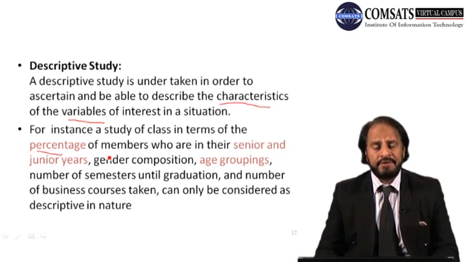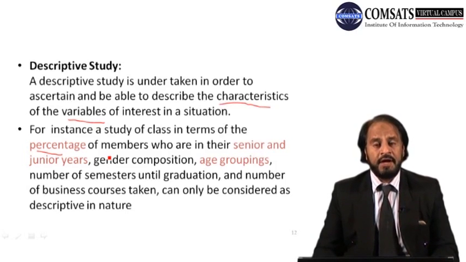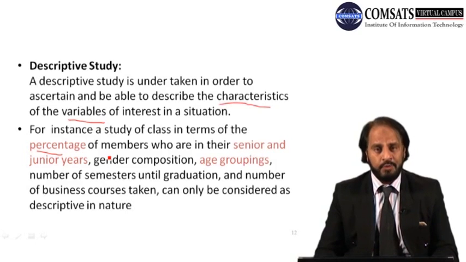In the case of managers, we would like to know how many managers are working at the middle level, at the higher level, at the lower level, how many managers are male, and how many are female. So here we are trying to describe the characteristics, just like we can define what a keyboard is, which I have right in front of me. Especially a computer keyboard, because there are other kinds of keyboards as well.